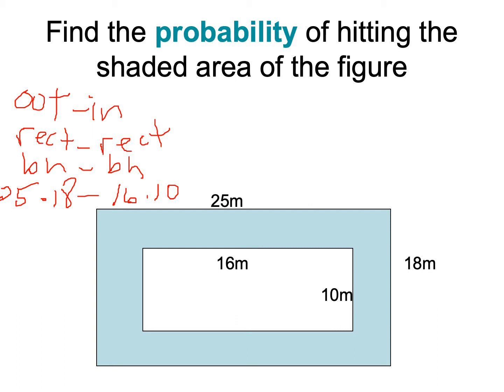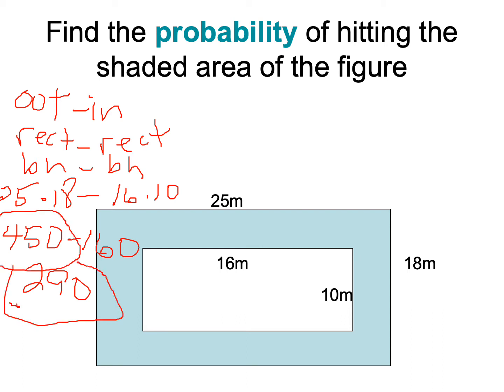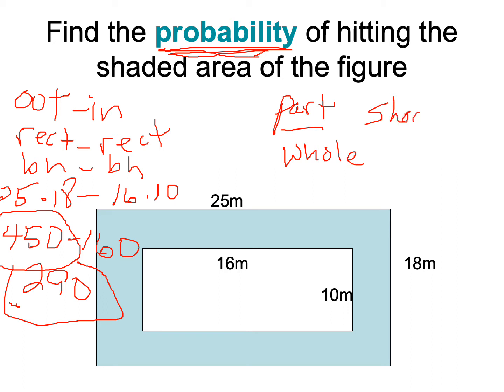So that gives me 450 on the outside minus 160 on the inside, and that leaves me 290. Now we've got to use 2 of these numbers, the outside and the final answer, the shaded. Because I'm saying, what is the probability? What's the chance if we throw the ball or something and we're going to hit the shaded instead of the white part? So we're going to set up a ratio, the part we want over the whole amount, or the shaded over the outside. My outside was the 450. My shaded part was the 290, that final answer.